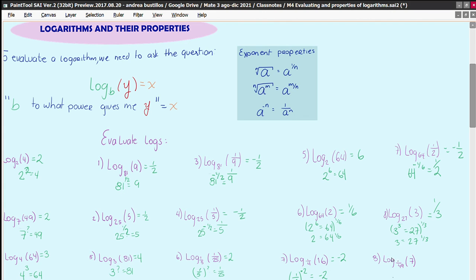Here again, 1/49 and 7 have a relationship. You know that 7 is the square root of 49. But if you apply the square root to 1/49, this would be 1/7. But you want 7, meaning that your exponent should be negative. So this equals negative 1/2. And those are the most complex evaluations you will see.